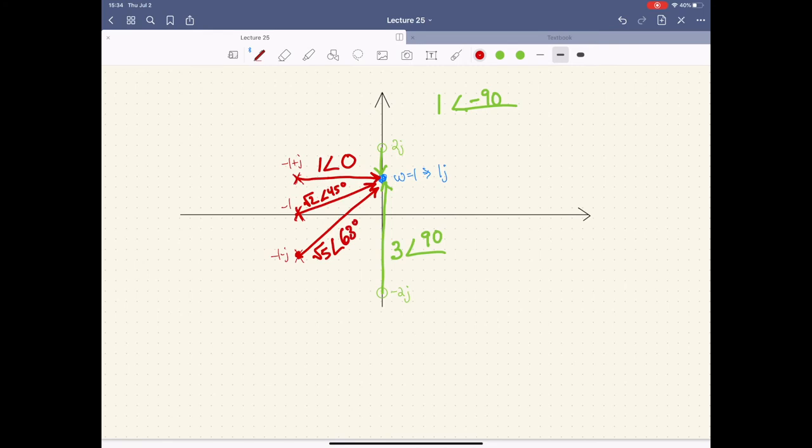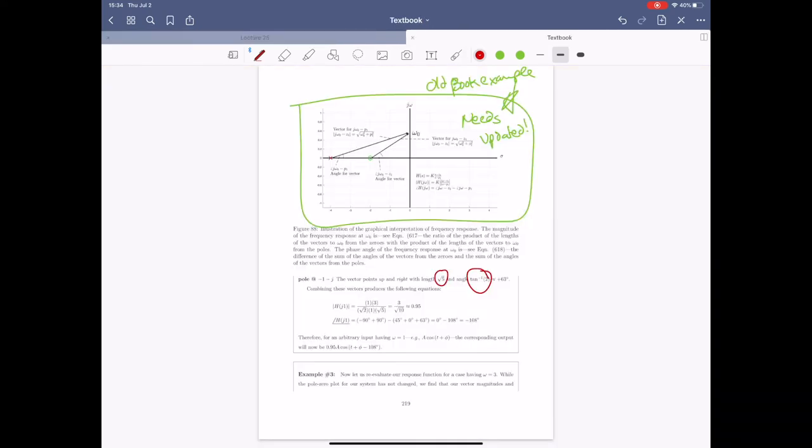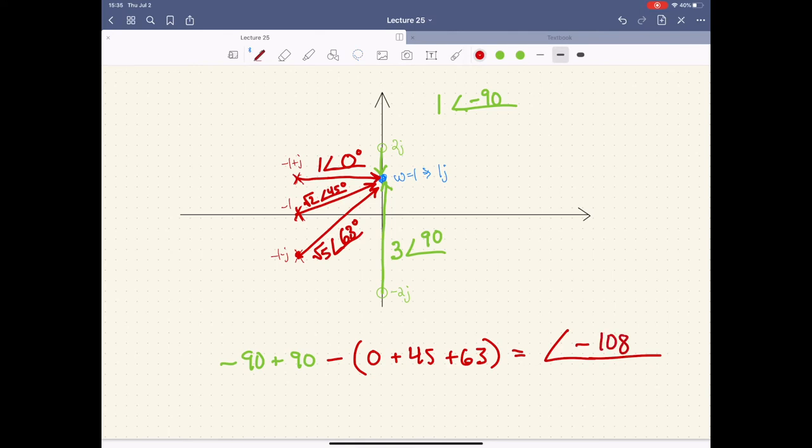Now all we've got to do for the angles, I should really underline these to make this proper, is minus 90 plus 90, and then we subtract off the other guys: 0 plus 45 plus 63. That gives us our net angle, our net phase, which is calculated for us here as minus 108 degrees. And you can use regular old degrees for this or radians.